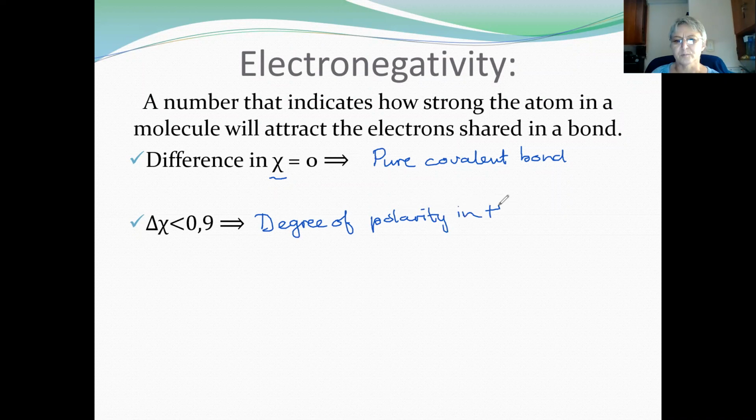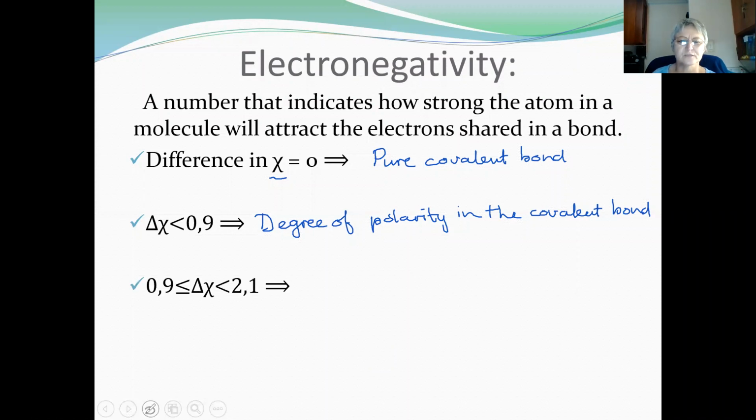In the covalent bond. When the difference in electronegativity is from 0.9 to less than 2.1, you have a polar covalent bond.